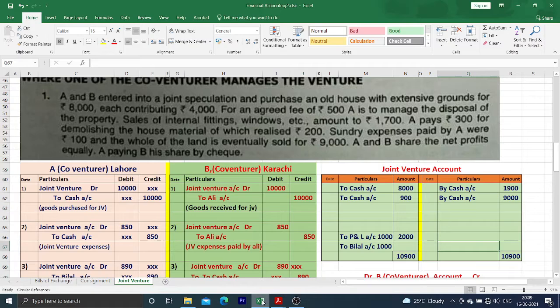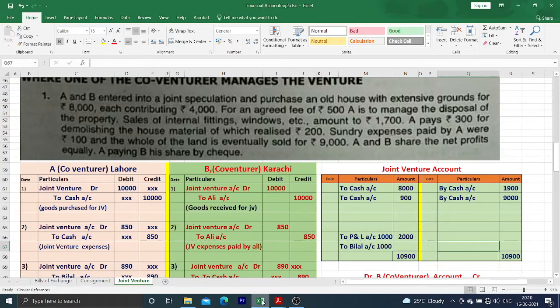What exactly the joint venture is: definition, features, advantages, disadvantages, parties. And we learned how many methods of joint venture accounts there are: regarding one co-venturer, all co-venturers, separate set of books maintained, separate set of books not maintained. So the earlier example problem I explained with model 1 or method 1, entering into one co-venturer's books.